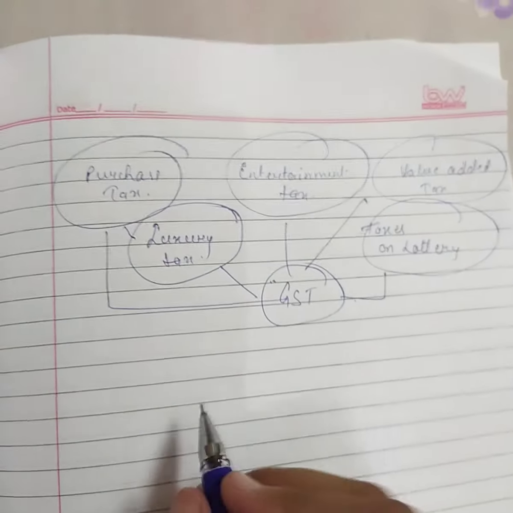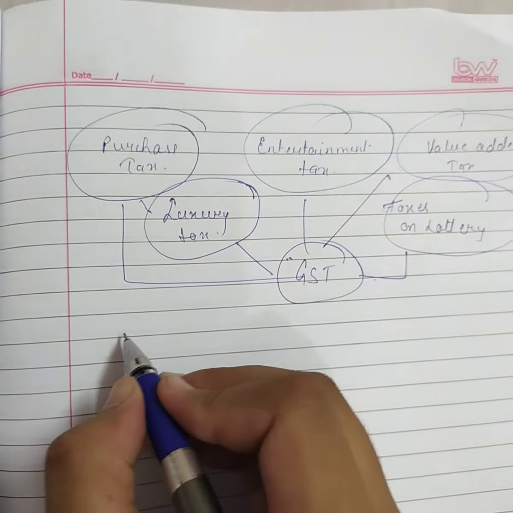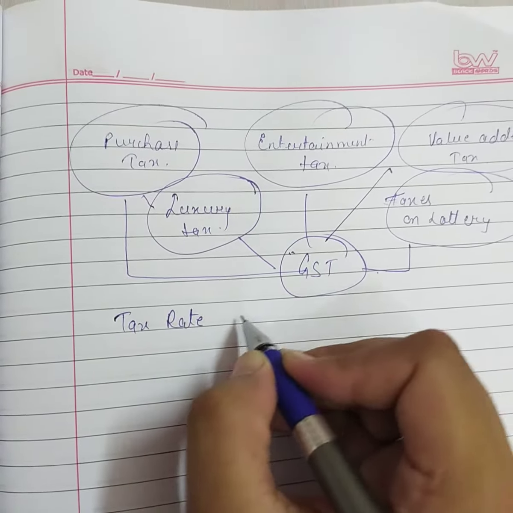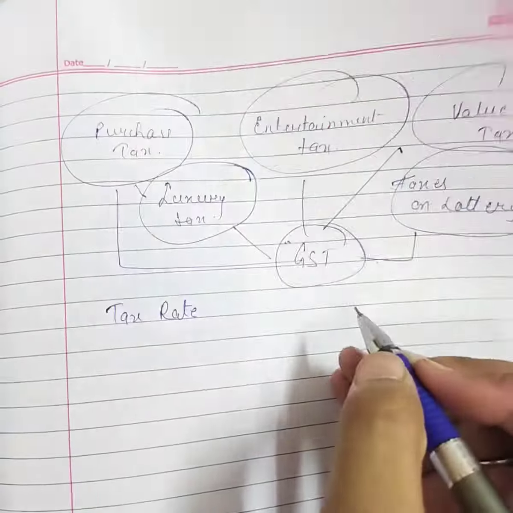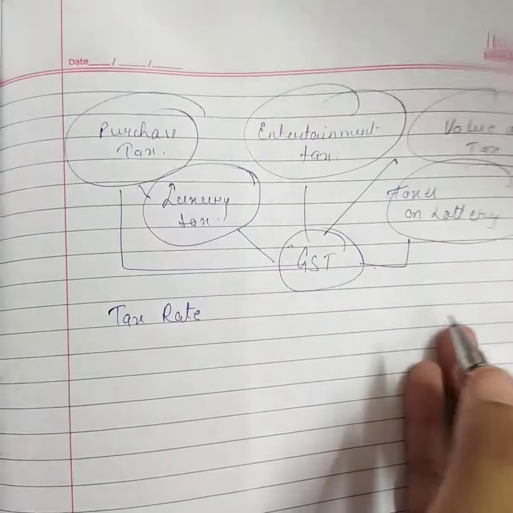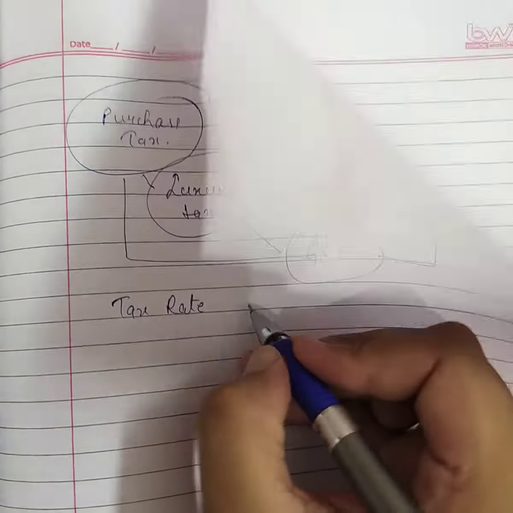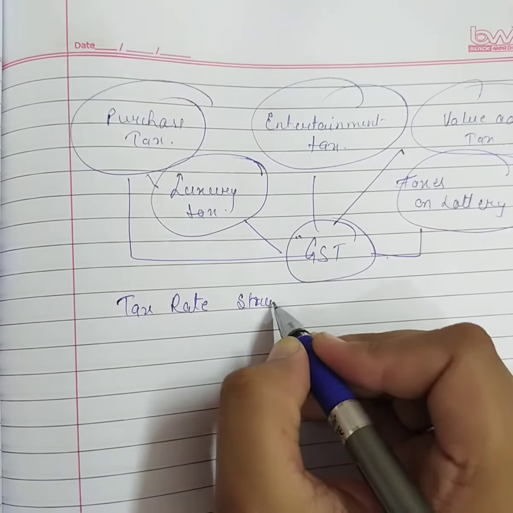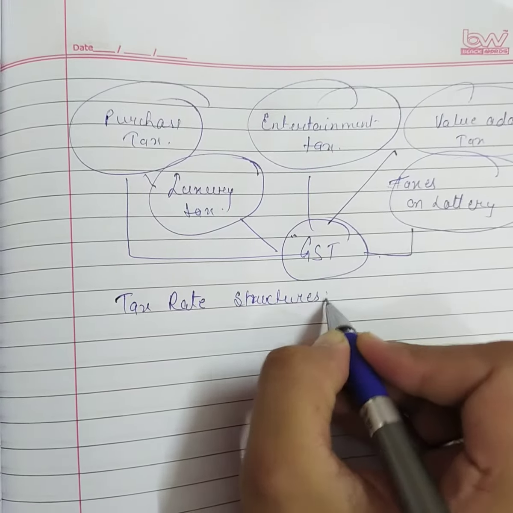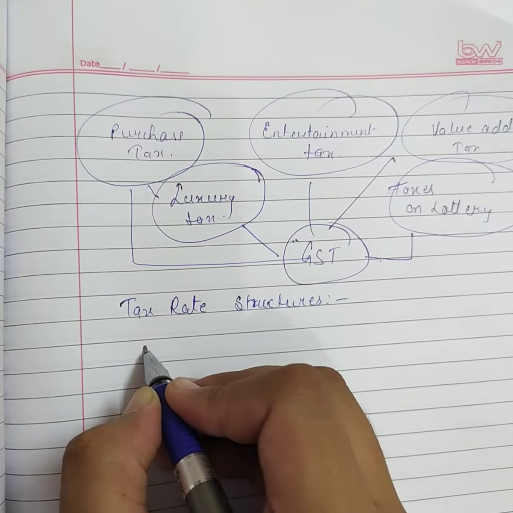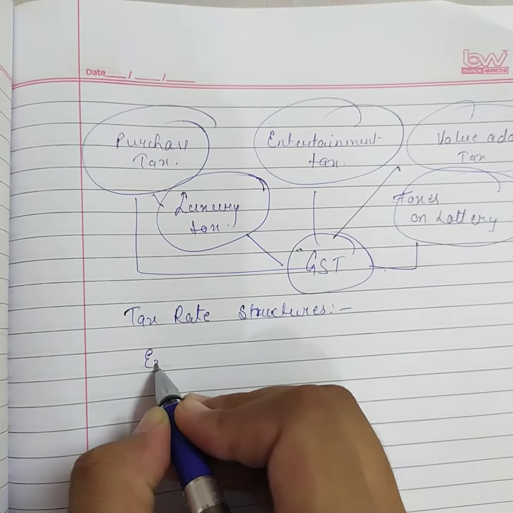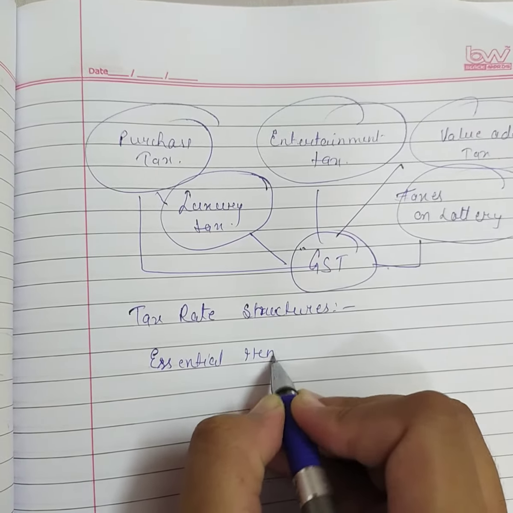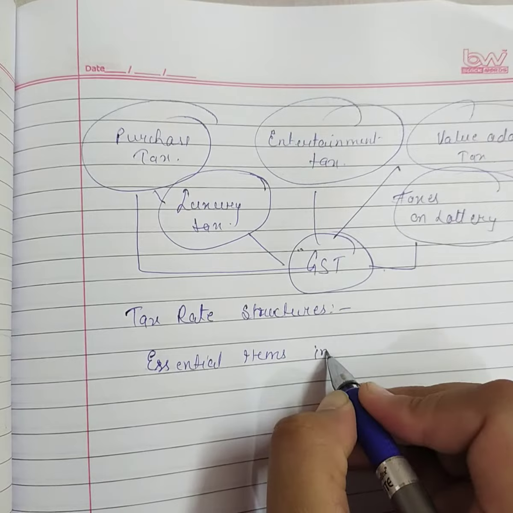Okay, and we also have some tax rate structures. It means we have already studied that there is a prescribed rate that has been already prescribed in the act, and these rate structures are: first, essential items including food.